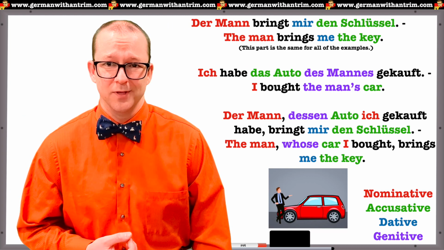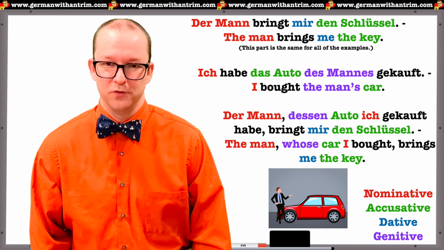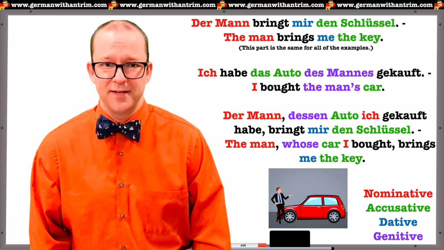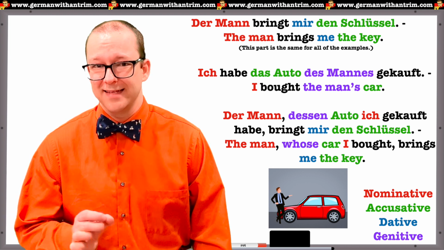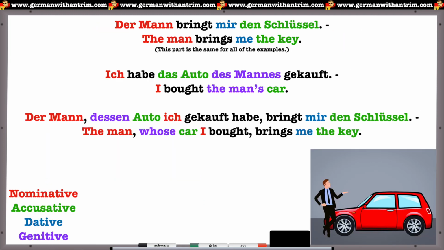In the last example, I used a word that you have probably never seen in all of your German learning so far. Dessen. And that's the weirdness of the genitive case. I'll show you a full chart of the relative clauses in a bit, but let's take a look at how this sentence breaks apart first. Der Mann bringt mir den Schlüssel. The man brings me the key. Ich habe das Auto des Mannes gekauft. I bought the man's car.